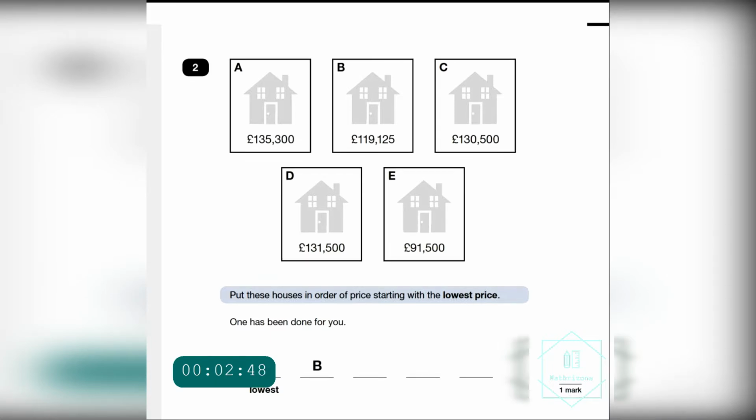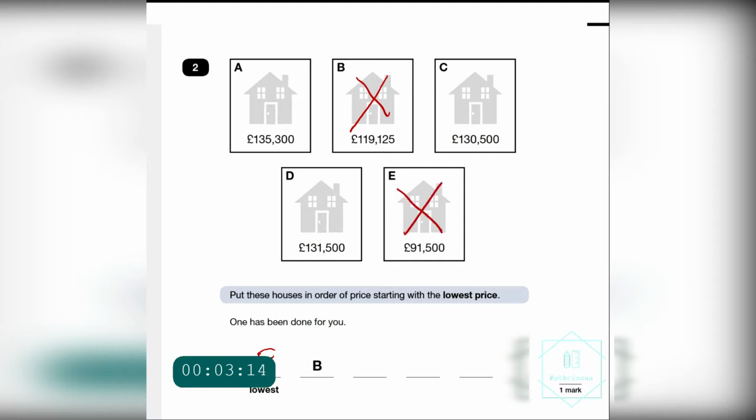These are some buildings where the money value of each building has been presented. Put these houses in order of price, starting from the lowest price. One has been done for you, so B is already done. We can see the prices, and mostly the prices are in the 130 range, but only E has a price of 91,000. So that is our lowest.